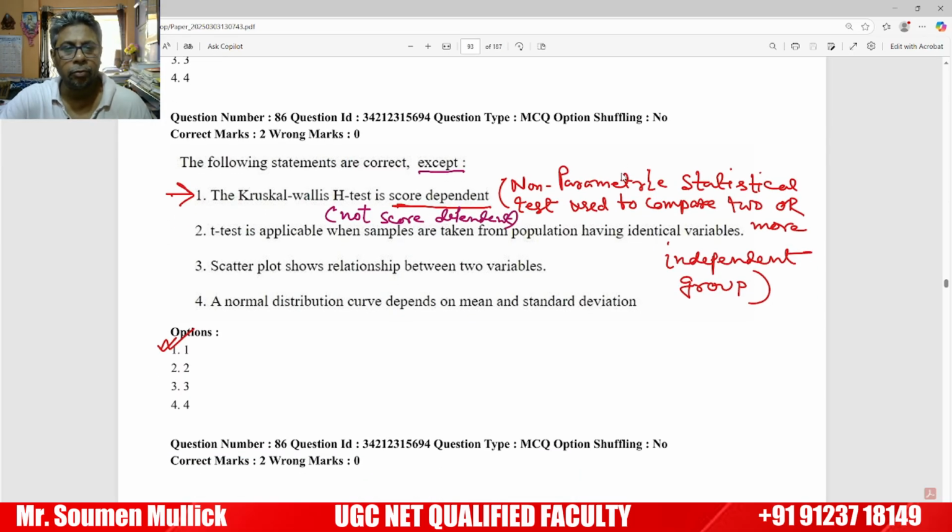Okay, the next question: the following statements are correct except which one. The t-test is applicable when samples are taken from populations having identical variance. In this case the t-test is applicable. It is a correct statement. Scatter plots show the relationship between two variables. This is also correct. A normal distribution curve depends on mean and standard deviation. It is also right. But the Kruskal-Wallis H test is a non-parametric test. They have given it is score dependent. The Kruskal-Wallis H test is not score dependent. It is used to compare two or more independent groups. So option number 1 is the correct one.